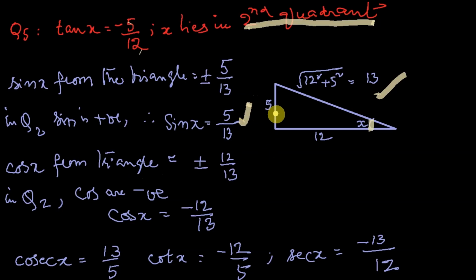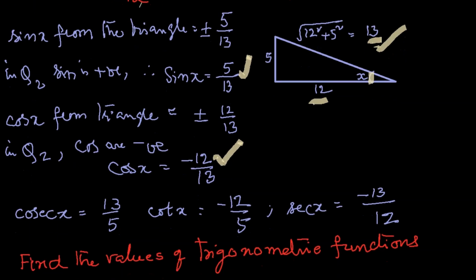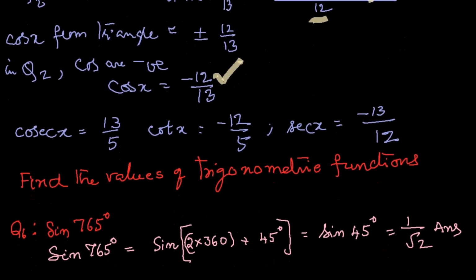Cos x is 12 by 13, plus or minus. But in the second quadrant, cos is negative, so minus 12 by 13. Now, what about tan x? Tan x is given as minus 5 by 12. Cosecant x is the inverse of sin x. Cot x is the inverse of tan x. Secant x is the inverse of cos x.